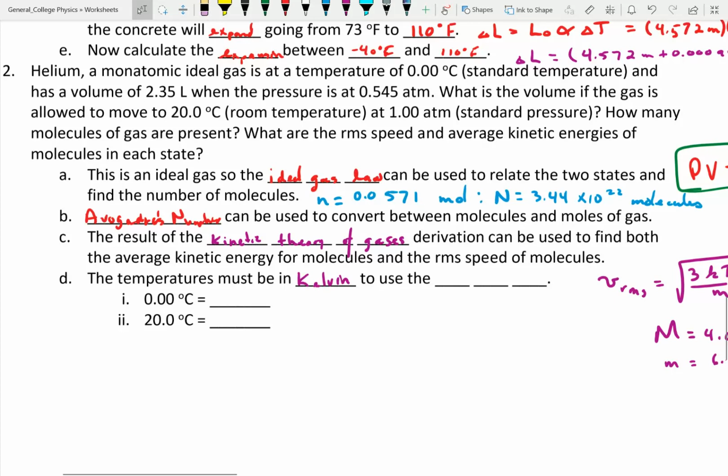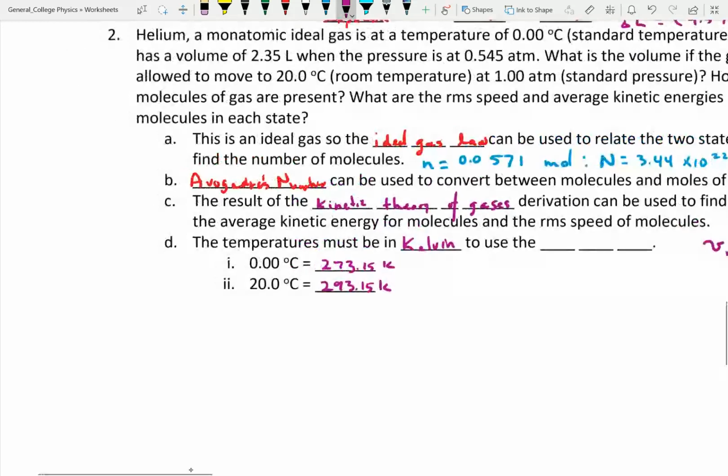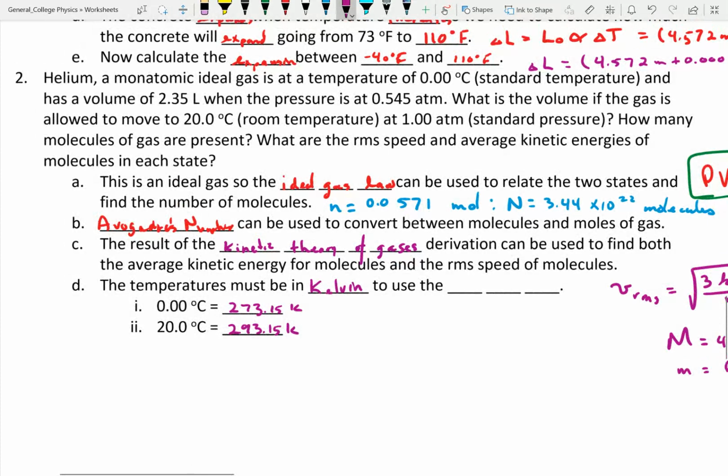I think I was just repeating the line from above: temperature must be in kelvins for the ideal gas law. So 0 degrees Celsius is 273.15 kelvins, and 20 degrees is 293.15 kelvins. Now we're ready to do the calculation for the RMS speed in each case. It also asks for the volume if the gas is allowed to move to 20 degrees Celsius.